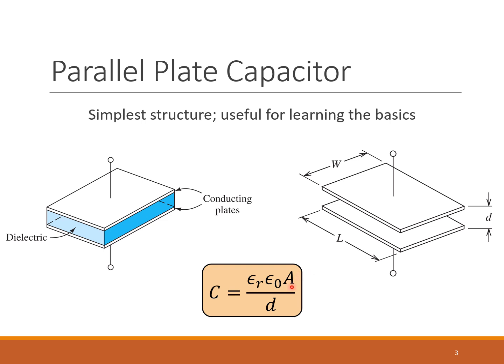Two of these terms, the area A and the distance D, are related to the geometry of the capacitor. So the area is going to be related to this width times length, so basically the cross-sectional area of the capacitance, and the D is the spacing between the two parallel plates. In other words, the thickness of this dielectric layer.